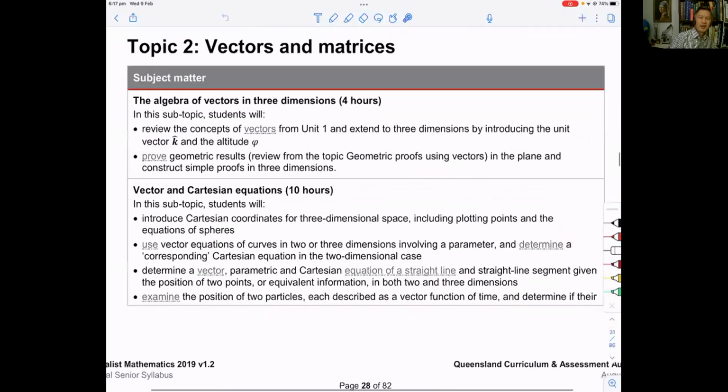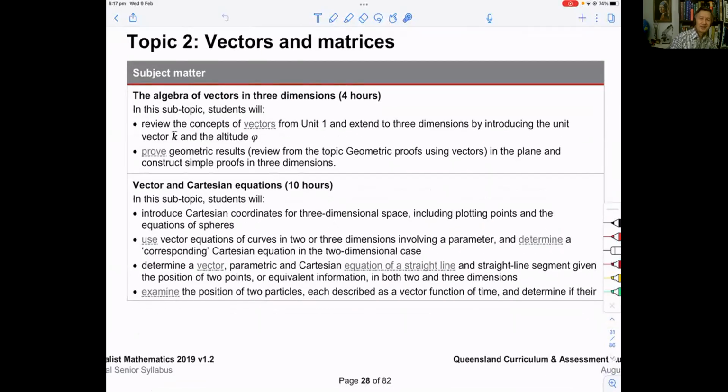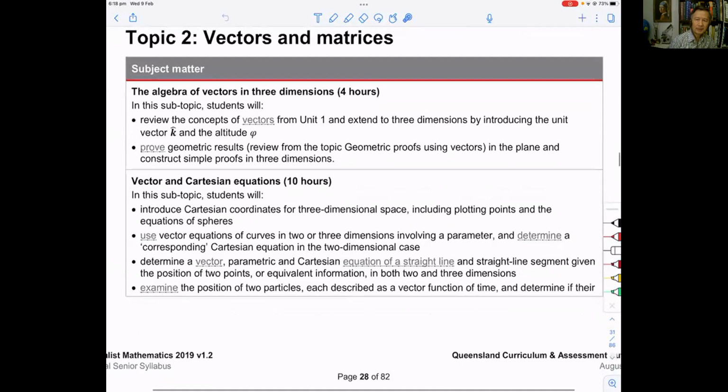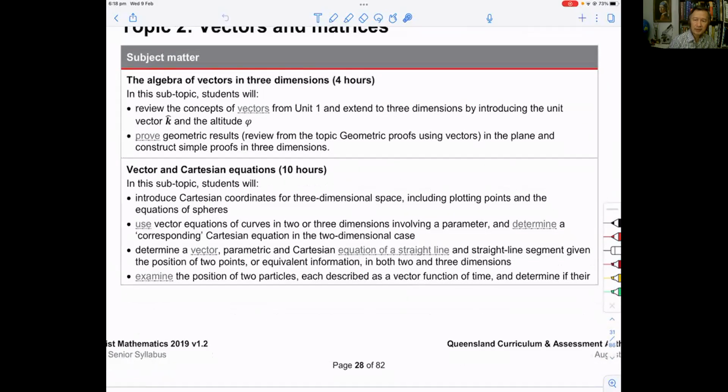Vector and the matrix. Oh, you're going to start the matrices at the same time. You see, we have this. That's why when we start the matrix, we can use the matrix form of vectors. Let's go on. The subtopic will be, it is a syllabus, right? Yeah. Determine the corresponding Cartesian coordinates; the two-dimensional case is the equation of a straight line.